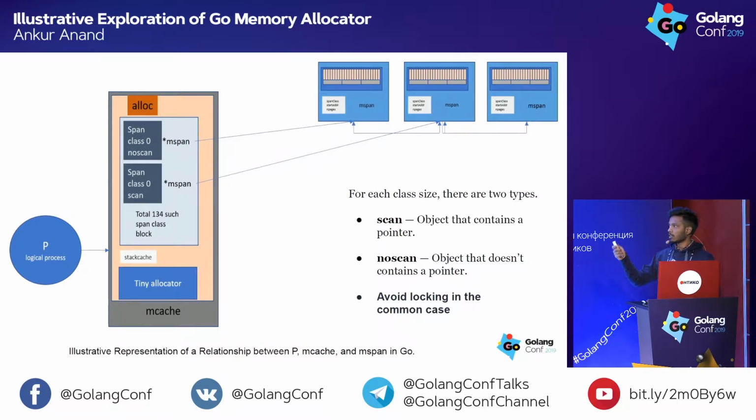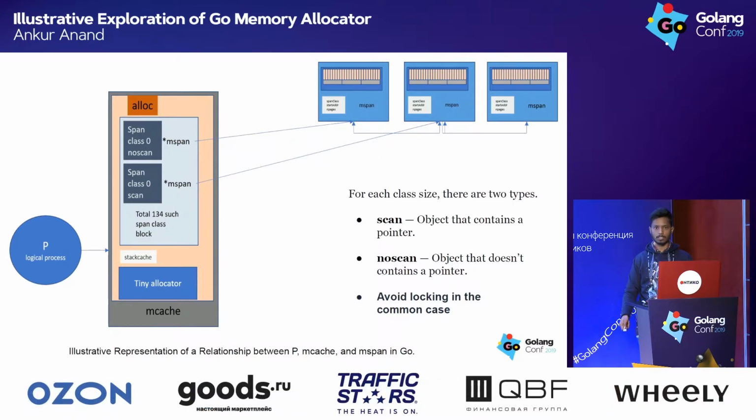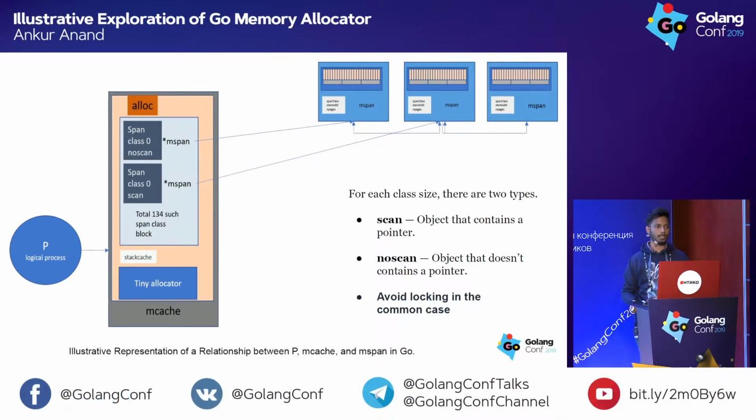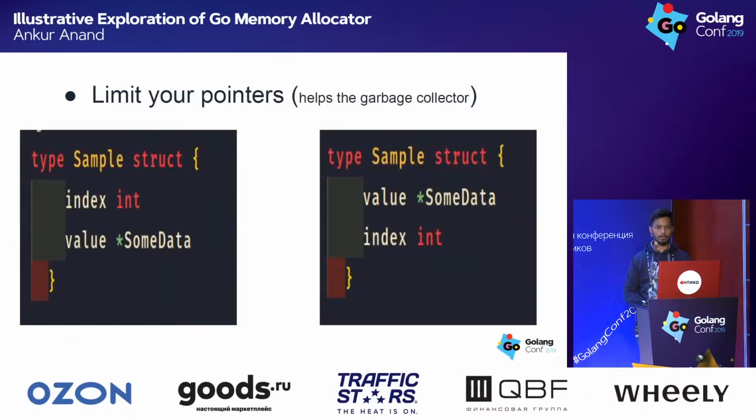So with this structure, since we have an mcache per P, we have avoided locking in the common scenario. Plus, since this memory is already pre-allocated to the logical P, we are not making any system call at that point of time. That means faster allocation. How can we utilize this knowledge of noscan and scan in the real world? Here is the example.